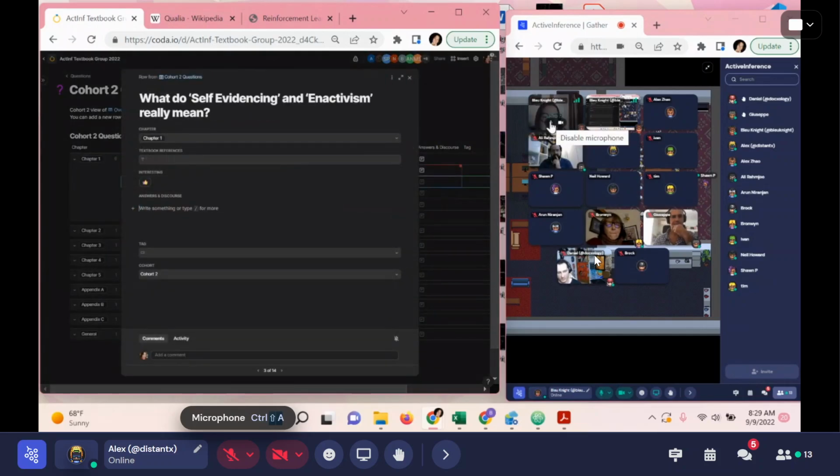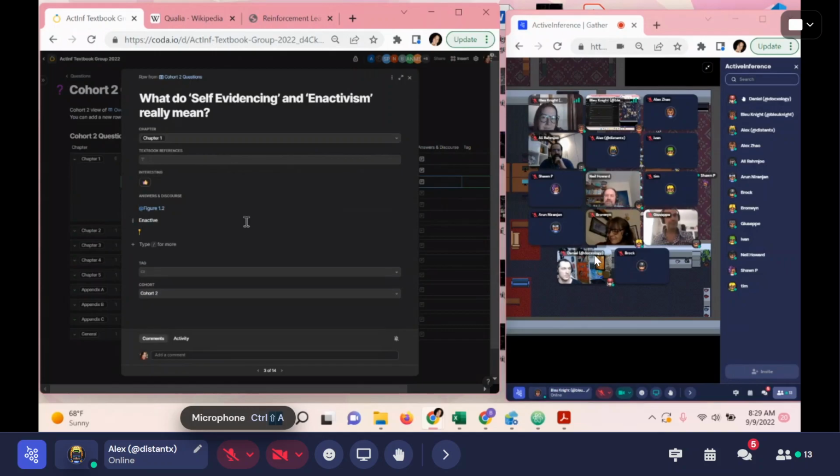So what do self-evidencing and enactivism really mean? Does anyone want to take a stab here? Yeah, I asked the question because when I read up, my eyes just glaze over when I hit these words. I can read them in sentences, and it just doesn't stick in my head what is really meant. Self-evidencing just turns into something tautological. I don't have any real grasp of what is being said in these sentences.